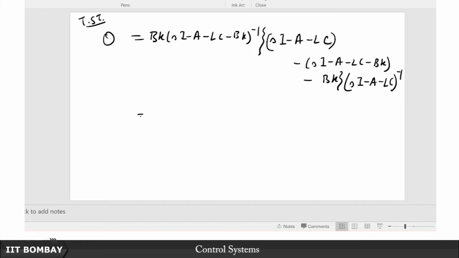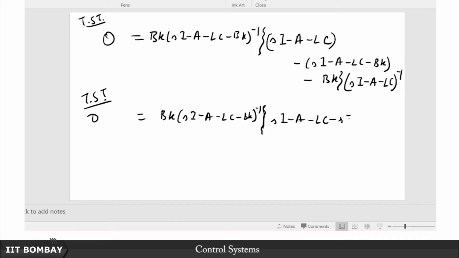Anyway, what we are left with is this: to show that bk times (Si minus A minus Lc minus bk) whole inverse. What is left here in this brace bracket? Si minus A minus Lc minus Si plus A plus Lc plus bk, and of course then a minus bk. So you see everything cancels out just as we want it to, Si minus A minus Lc inverse.